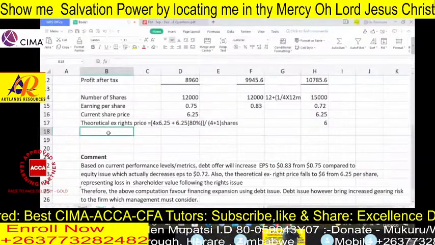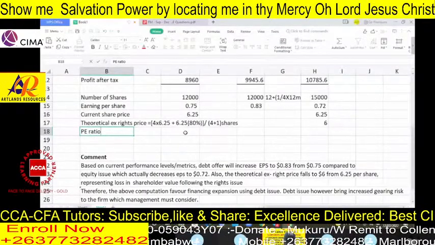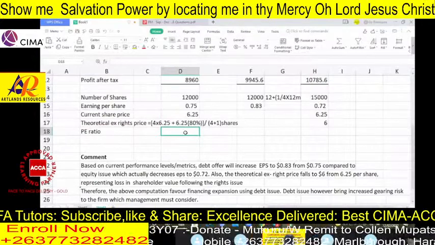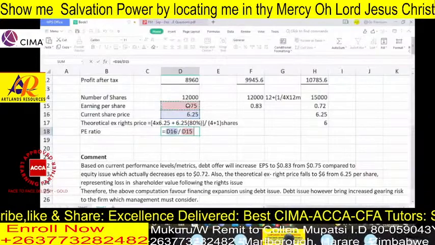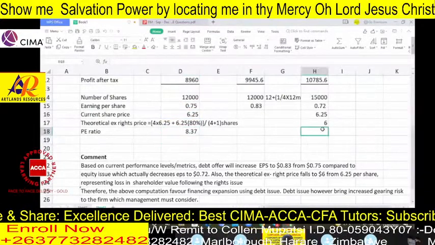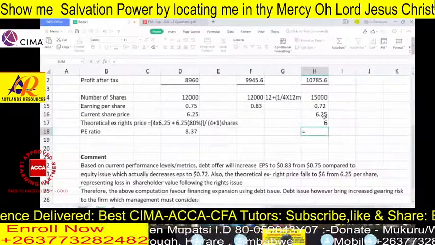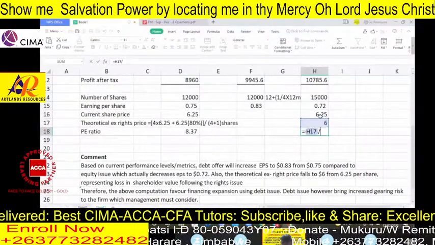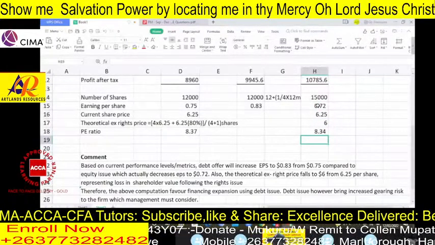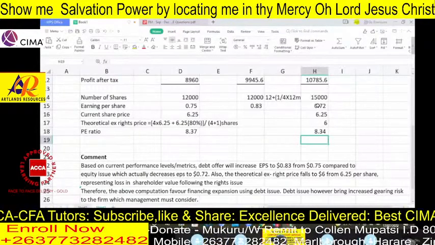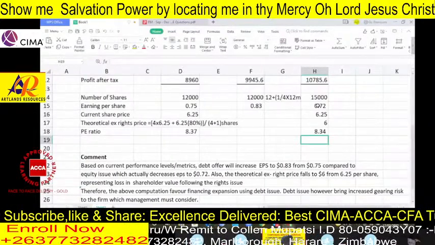Like you can say PE ratio. Remember, PE ratio is simply price over earnings per share. So it's $6.25 divided by 0.75, which is $8.37. Then it becomes $6 divided by, you use the theoretical ex-rights price divided by 0.72, you get 8.34. All these are some of the ratios that you can calculate, but clearly you can't calculate everything.